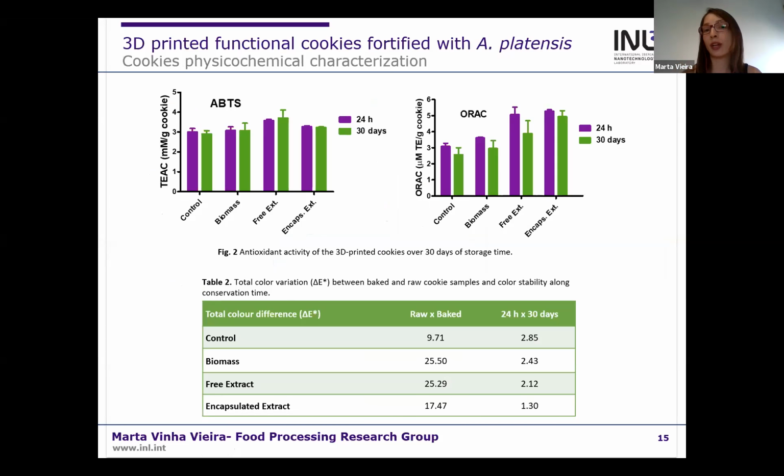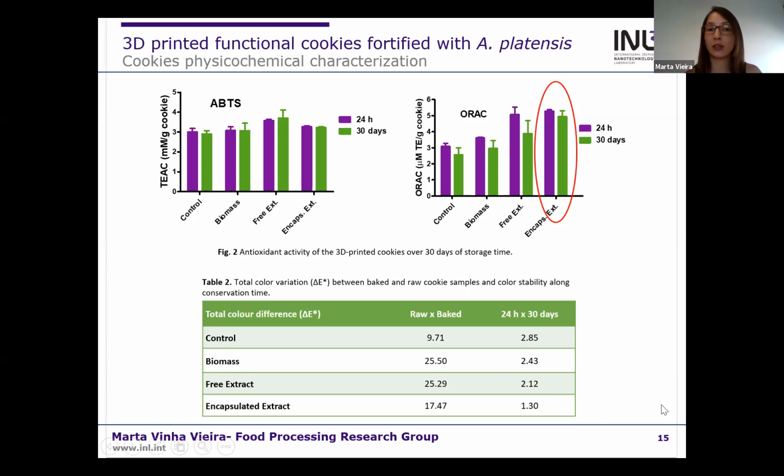On the other hand, for the ORAC antioxidant method, we can see that after 30 days, the encapsulated extract presented a higher antioxidant activity than all the other formulations. The difference between those two methods is related to the mechanism of action, while ABTS is more focused on measuring fast-acting antioxidants, ORAC measures more slow-action antioxidants.